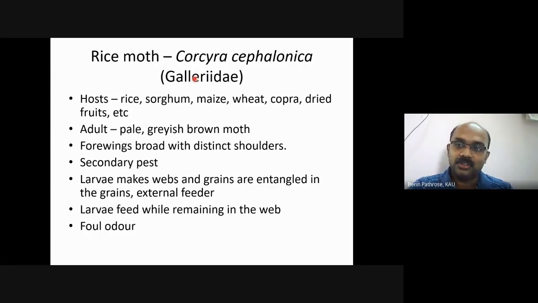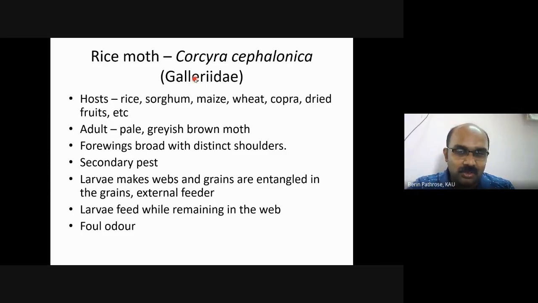If you remember your UG classes, Bajra based, what kind of Bajra? Broken, yes. That is crushed Bajra, yes. It is only on broken grains we can rear Corcyra. So that means it is a secondary pest. Whole grains it won't attack. So it is a pest of broken grains.